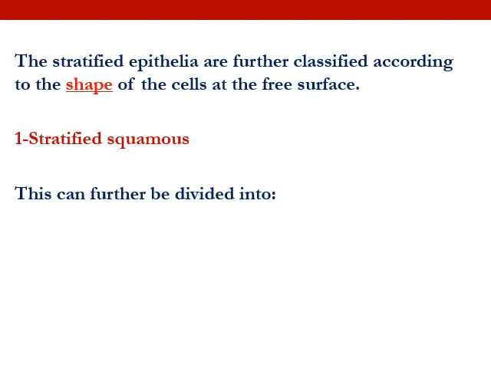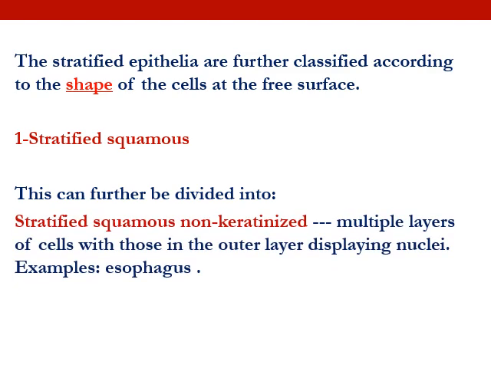Stratified epithelial tissue is classified into stratified squamous epithelial tissue, stratified cuboidal epithelial tissue, and stratified columnar epithelial tissue. The stratified squamous epithelial tissue can further be divided into stratified squamous non-keratinized and stratified squamous keratinized. The stratified squamous non-keratinized is composed of multiple layers of cells with those in the outer layer displaying nuclei, like in the esophagus.